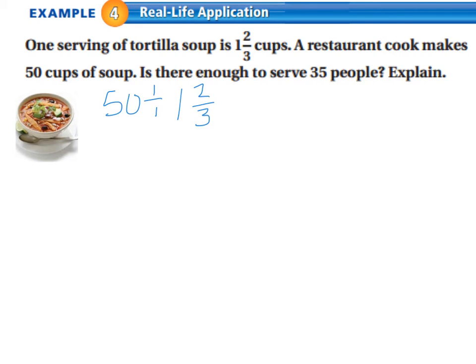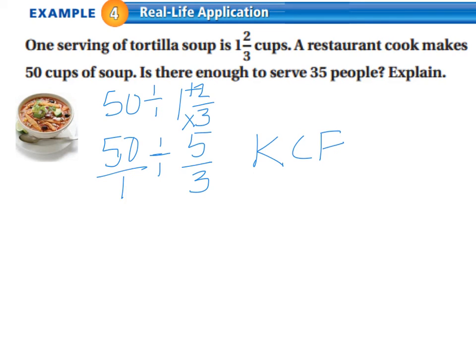In order to do that, the first step is to make my numbers into improper fractions. To do that, the 50 becomes 50 over 1. And the 1 2/3, 3 times 1 is 3, plus 2 is 5. So it becomes 50 over 1 divided by 5/3. I'm to the keep it, change it, flip it process now. Keep the 50 over 1. Change the division to multiplication, and flip the 5/3 to 3/5, which would be the reciprocal.